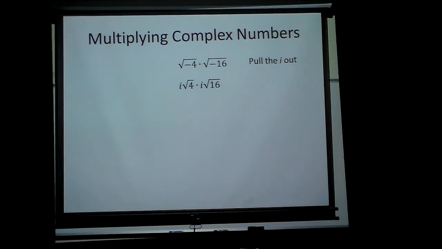Now, when I multiply it, I have an i squared, and the square root of 4 is 2, and the square root of 16 is 4. 2i times 4i makes 8i squared, and because it's an i squared, I make it a -1, which means my answer is -8. Whereas if I had just multiplied these, I would have gotten a 64, and then the square root of 64 is just 8, not -8, which would not be the same answer. So it's very important to pull the i out first as far as order of operations goes.